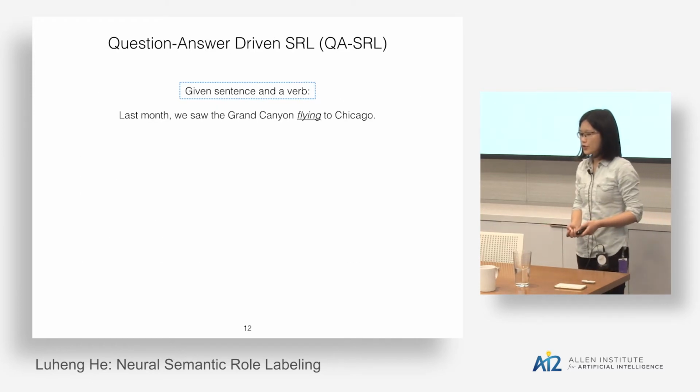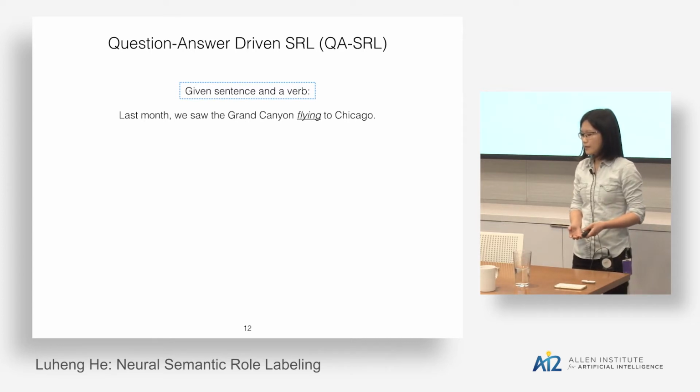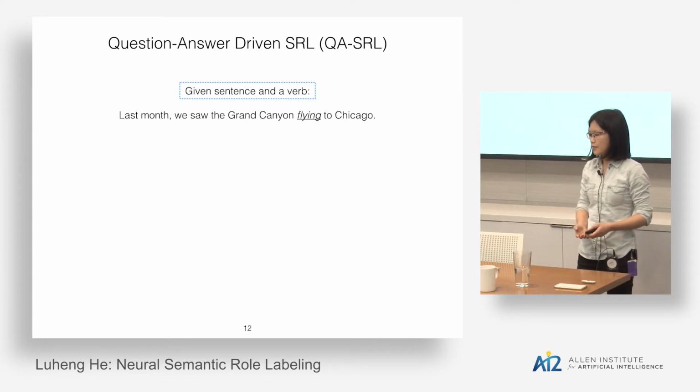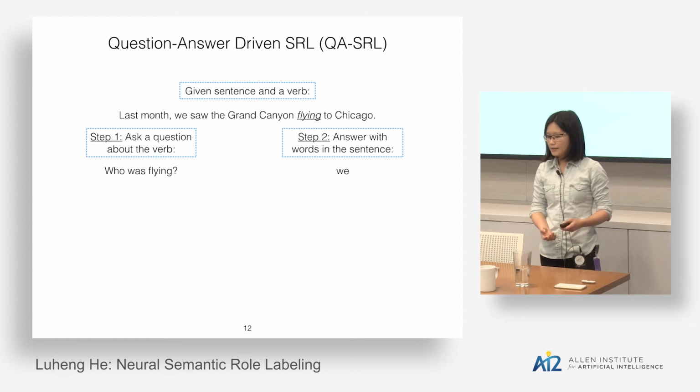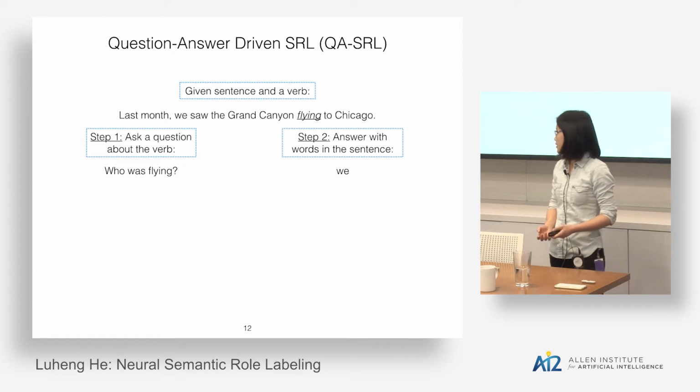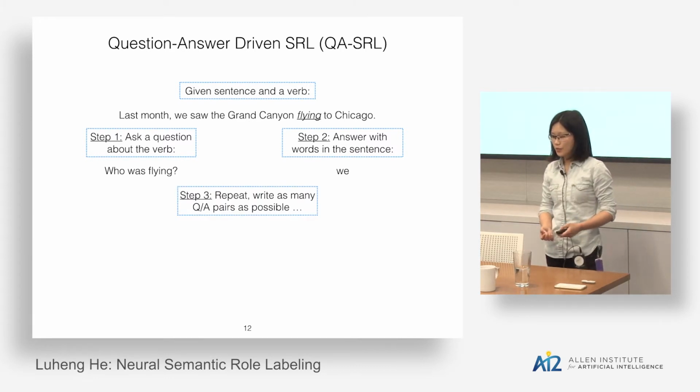It's called question-answer driven semantic role labeling, or QA-SRL. So here's the task. Given a sentence and a verb, "last month we saw Grand Canyon flying to Chicago," and the verb "flying." The first step is to ask a question about the verb, for example, "who was flying?" And the next step is to answer the question using words in the sentence. So here the answer is the single word "we." And we can repeat the process and try to write as many question-answer pairs as possible.